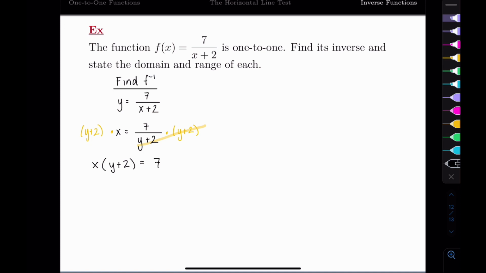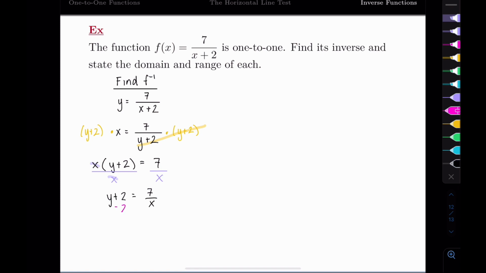At this point, your gut might tell you, oh, let's distribute everything. Absolutely, you can do that. You'll get a slightly different expression. But something that might be a little bit easier is we could just divide by x at this point, because that will make this cancel. And then on the left, we're just left with y plus 2, and that equals 7 over x.